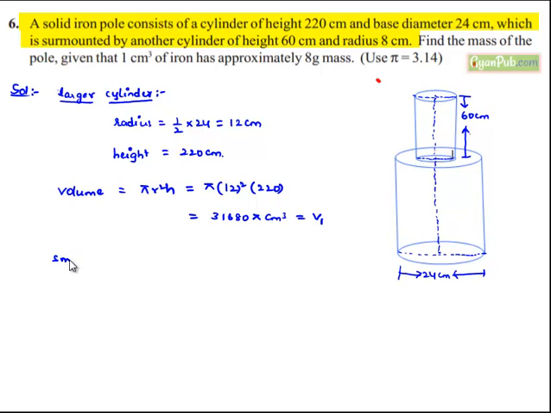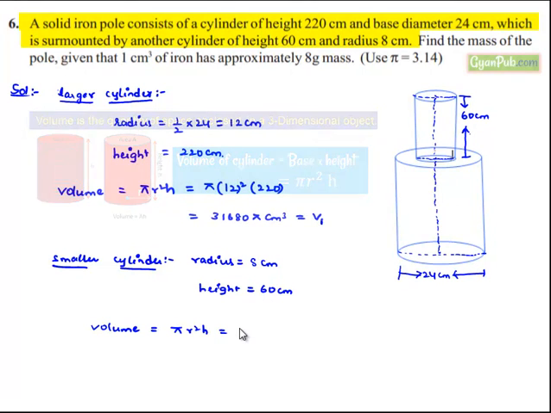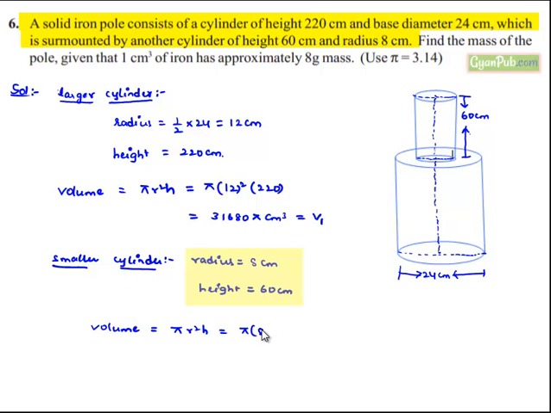Now consider the smaller cylinder. For this the radius is given directly, that is 8 centimeters, and the height h is given by 60 centimeters. Now we get the volume of the smaller cylinder is equal to pi into r square h, which is pi times r square, 8 square, into height 60, which is equal to 64 times 60 pi, that is 3840 pi centimeter cube, which is V2.